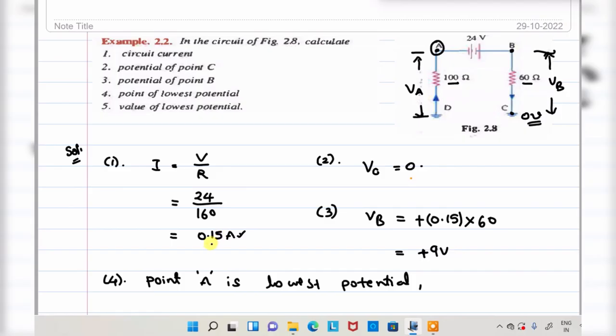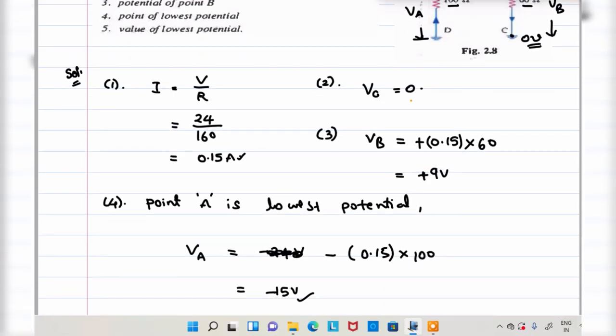Next, lowest point. What is the value of lowest potential? The value of lowest potential is minus 15 volt. So this is the fourth point. Point A is the lowest point. The value of the lowest point is minus 15 volt. Okay, this is the solution for the fifth bit. I hope that everyone is clear.